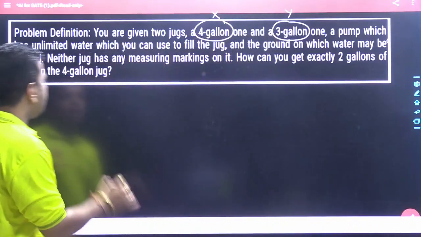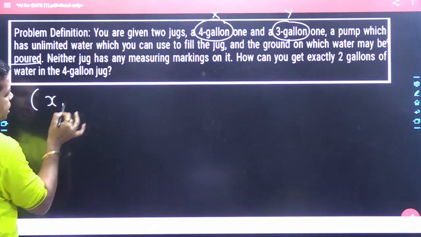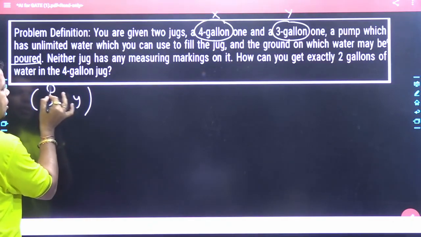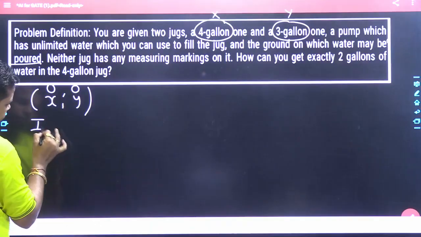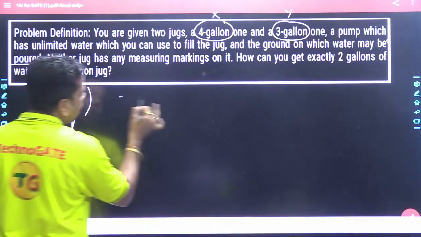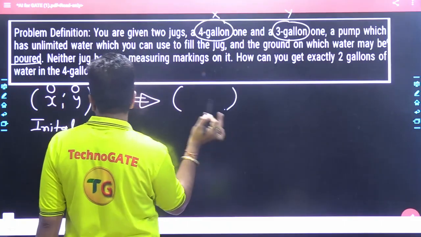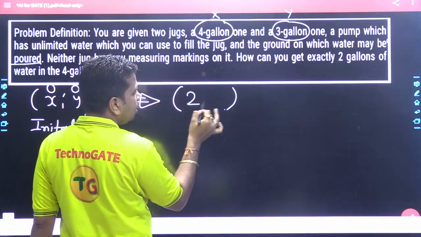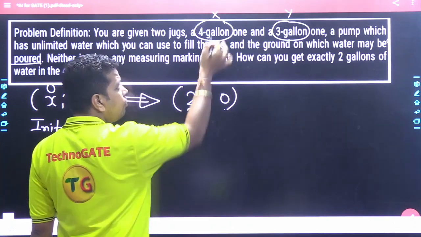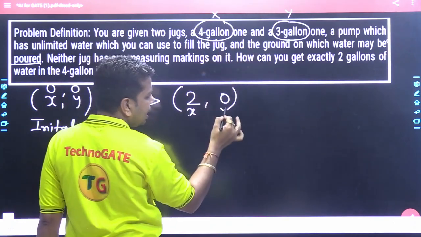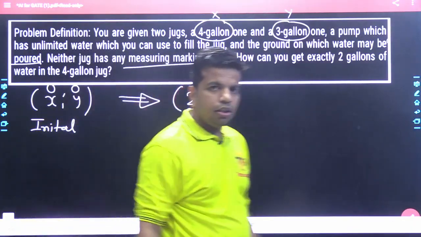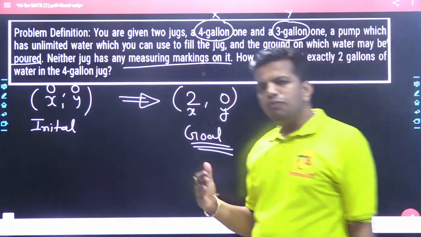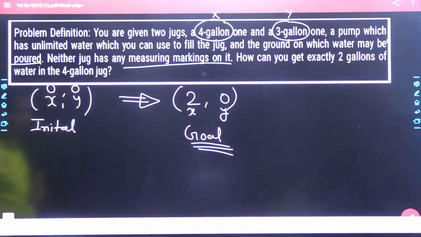Initially you have the state XY, that is 0 0, meaning both jugs are empty. That is the initial state. And what is our target? Our target state is 2 0, meaning the 4 gallon jug X should contain 2 gallons and the other one is 0. That would be our goal. And we do not have any marking on the jugs. Now what is the minimum number of moves required to reach the goal state?